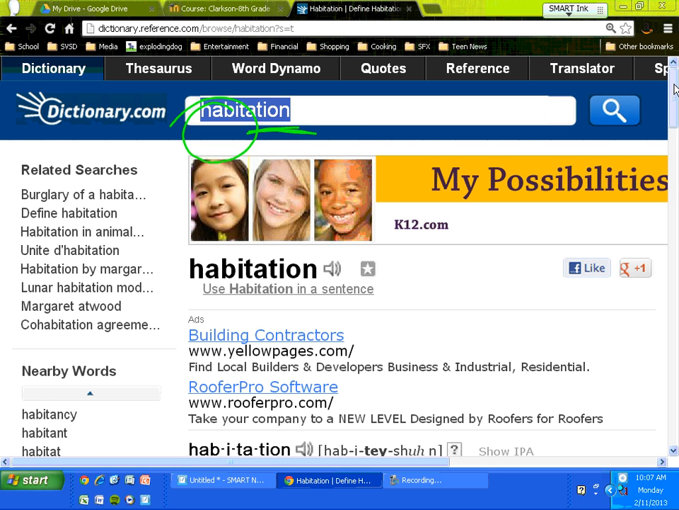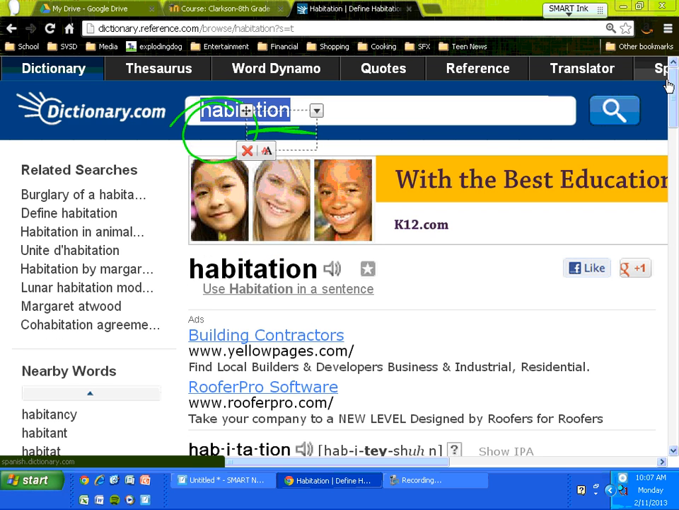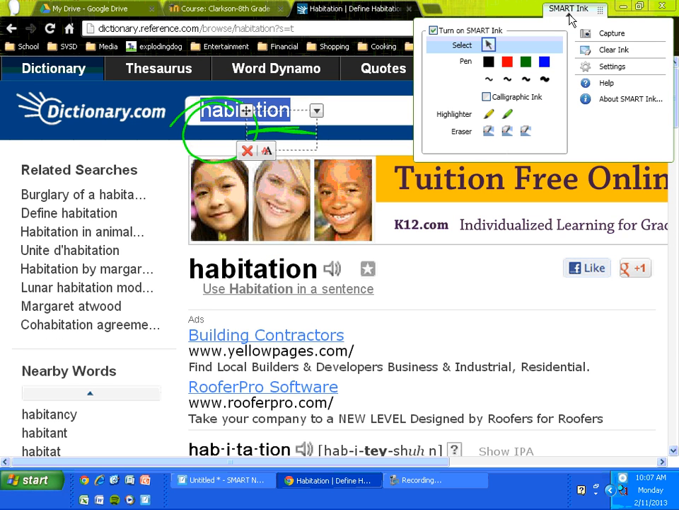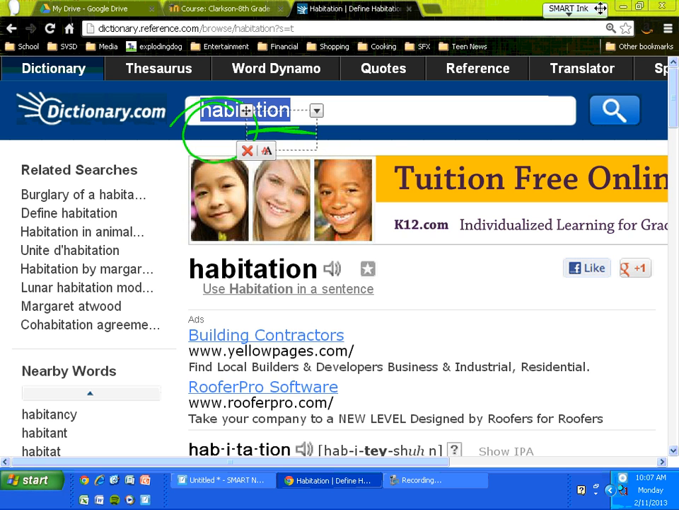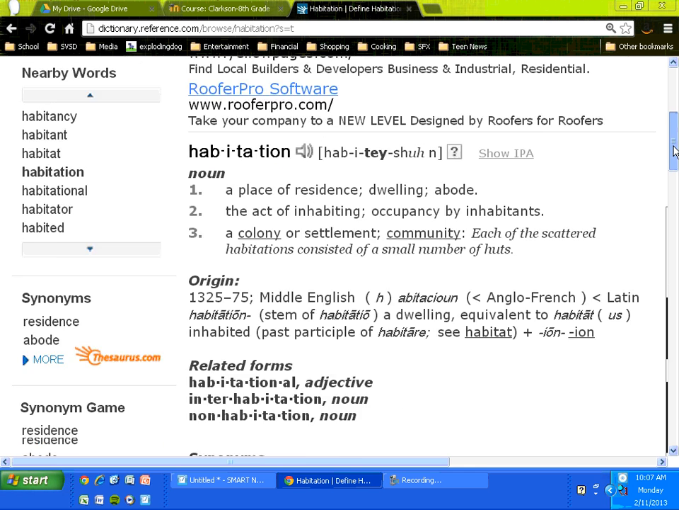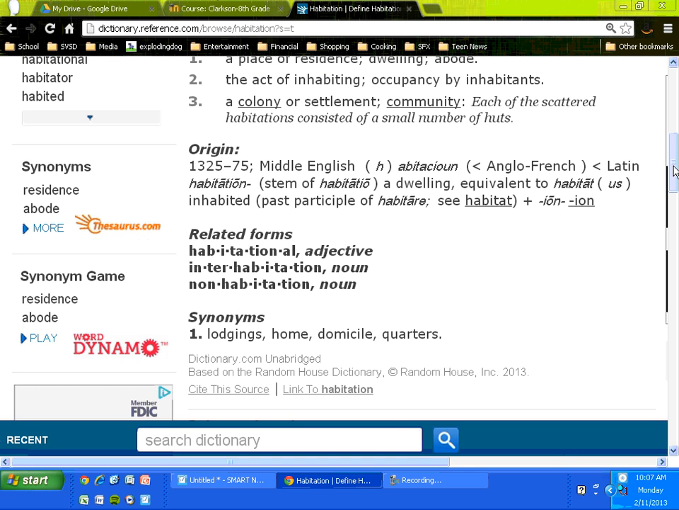Wonder why that's staying there. Okay. Oh, here we go. Weird. Okay. Habitation. All right. Perfect, because this is presenting a little bit of a problem. So let me show you how Logan can solve this problem. So I've got same kind of thing. Comes from Middle English, habitation, French, Latin, habitation, a dwelling, equivalent to habitat, inhabited, past participle of habitare, see habitat.